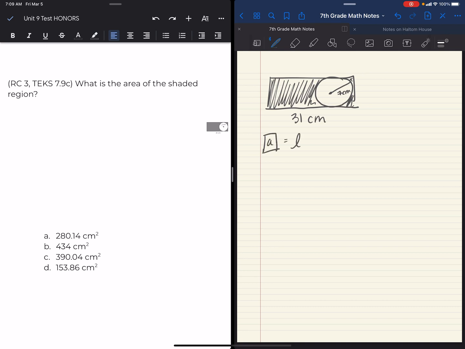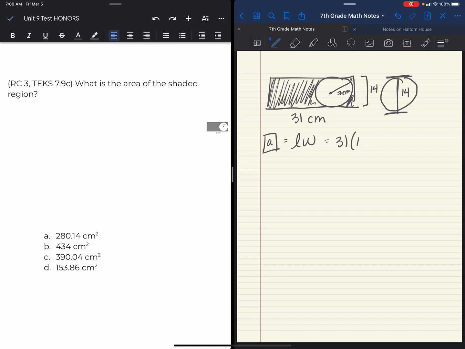And I know my formula is length times width. My length is 31. It's my width that I need to figure out. So we see the circle, right? The circle touches both the top and the bottom of the rectangle. And if the radius is 7, then that means the diameter is 14, which is also going to be my width.